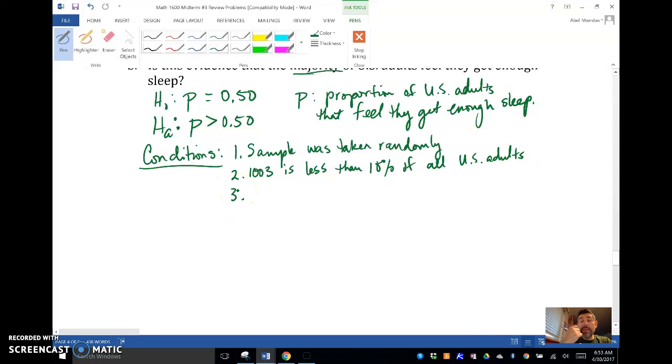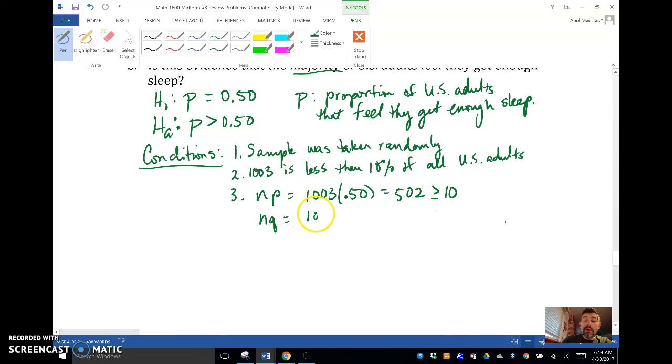Now the third one is the P hat Q hat one. So we basically have to show that the number of successes that we would expect to have happen out of those 1003 is greater than or equal to 10. So what we're going to do is NP, which is 1003 times 0.5, right? We're getting P from the null hypothesis. And that's going to be like 501, right? Okay, so let's go 502, we'll go up one. And that's greater than or equal to 10, obviously.